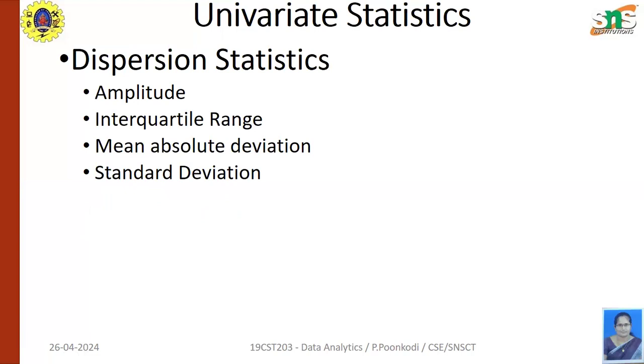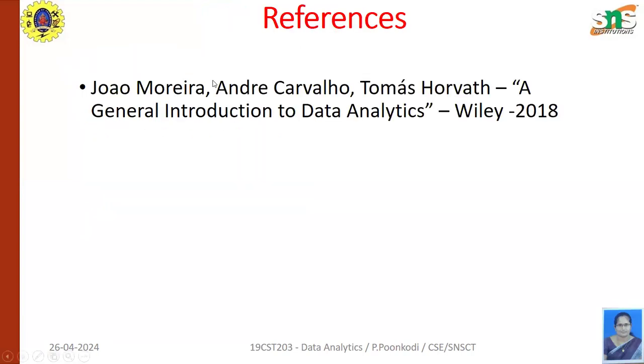And the dispersion statistics. Dispersion statistics usually measure how distant different values are. The most common dispersion statistics are amplitude, interquartile range, mean absolute deviation, and the standard deviation. These attributes are used to measure the dispersion statistics.